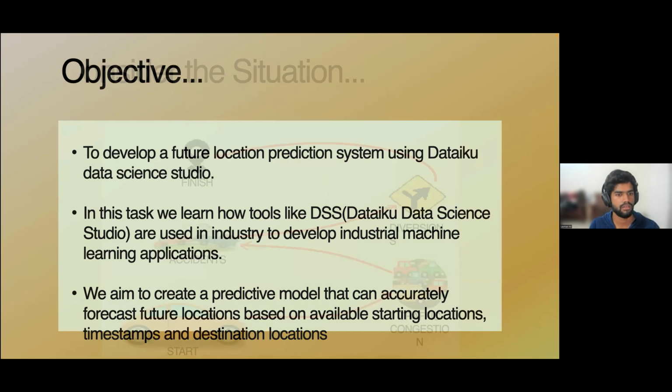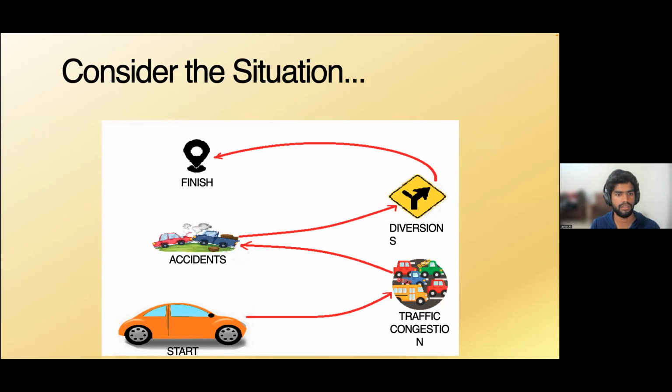So let's just think this is our situation. We'll start, and we are going to give the inputs as our latitudes and longitudes. Based on that location, it's going to search for the traffic suggestions. Are there any accidents? Are there diversions? Or any unwanted issues? Then based on that, it's going to predict our final location.